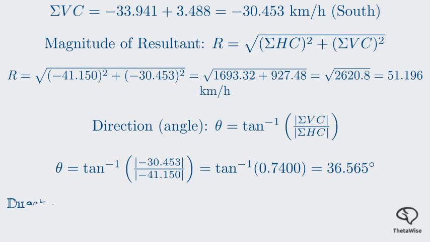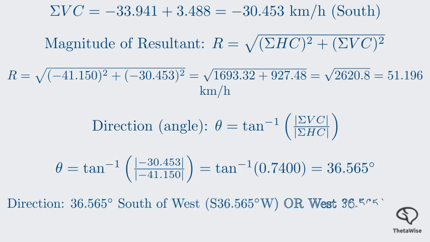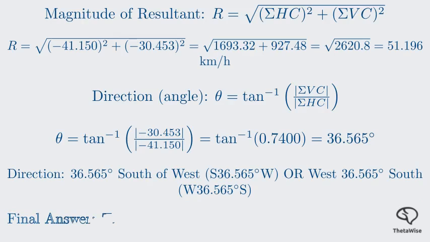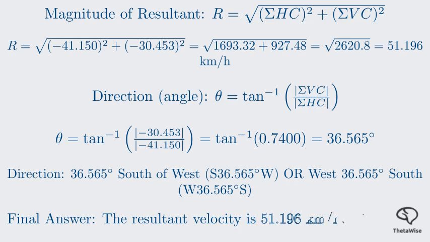The direction can be stated as 36.565 degrees south of west. Alternatively, we could state it as west 36.565 degrees south. Both are correct. Therefore, the final resultant velocity of the ship is 51.196 kilometers per hour, west 36.65 degrees south.